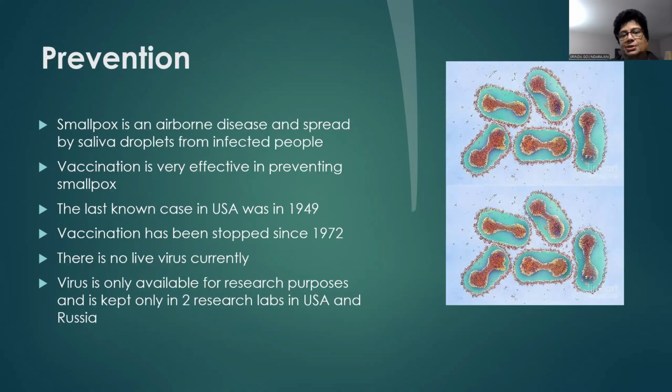It's an airborne disease and spread through saliva droplets from infected people. Vaccination is the best way to prevent it, and vaccination has been very effective. There's no case of smallpox in the US since 1949, and the vaccination as a preventive measure has been stopped since 1972. Currently, there is no live virus anywhere in the world except for two research labs, one in the US and one in Russia, where the virus is kept for research purposes.